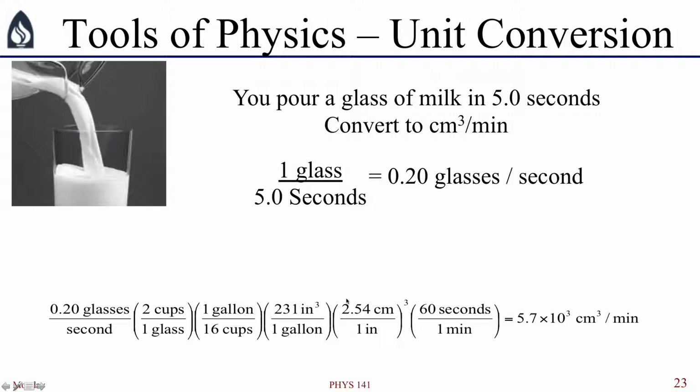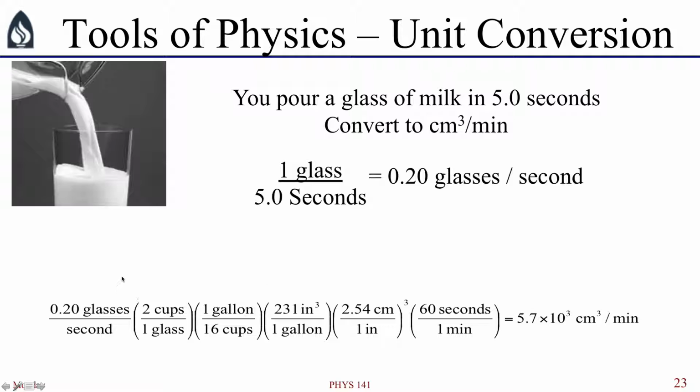So now that I've changed glasses to cubic centimeters, I also need to convert seconds to minutes. So seconds is in the denominator of my original quantity, and so I need a conversion fact that will go between seconds and minutes. So 60 seconds is equivalent to 1 minute, and seconds can now cancel with seconds, and I'm left with cubic centimeters per minute.